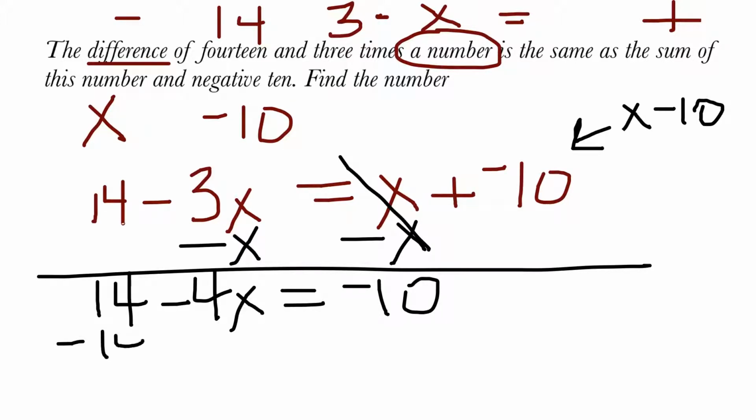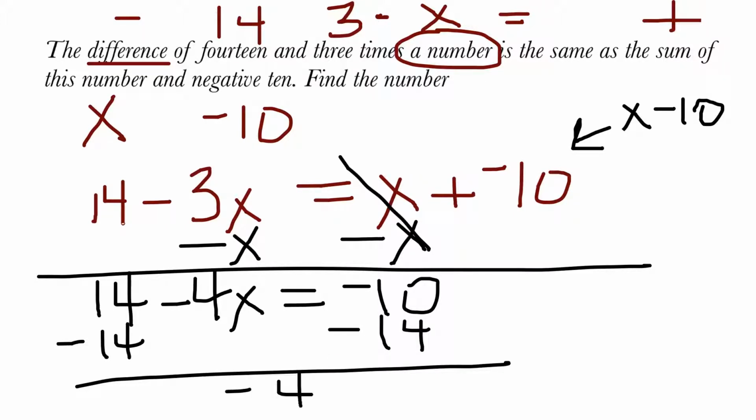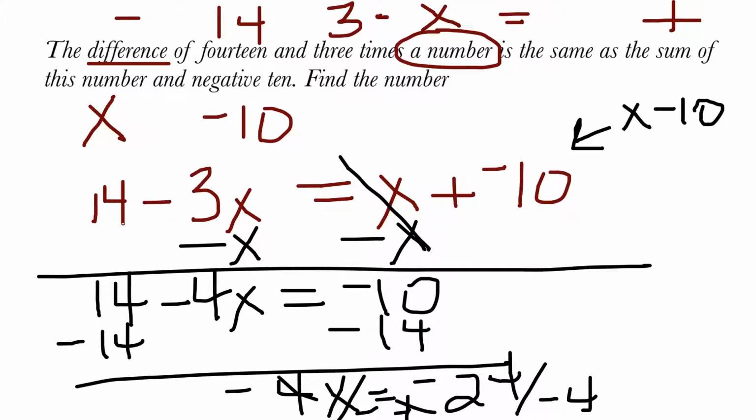Now I'm going to subtract 14 on both sides, and I get negative 4x equals negative 24. Next, I divide by negative 4, divide by negative 4. This cancels out, and I get x equals 6.